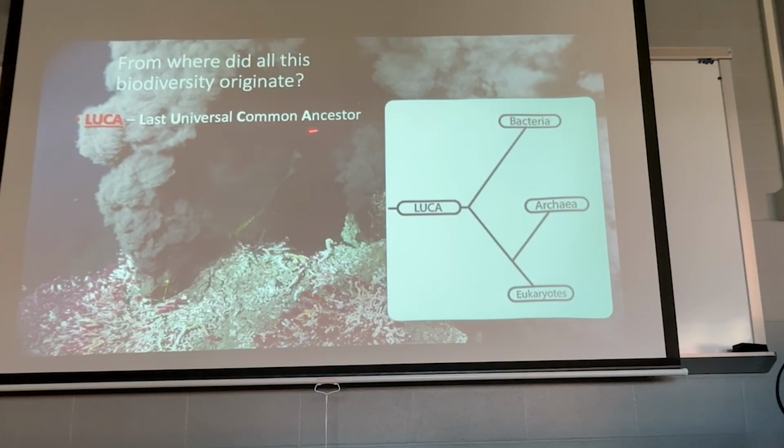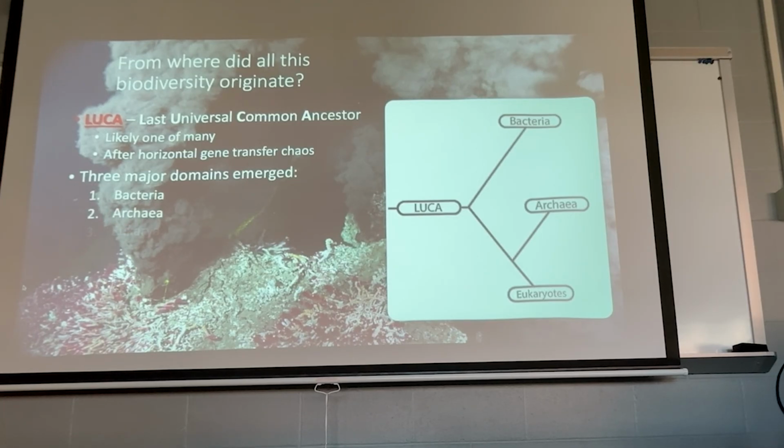So LUCA is the last universal common ancestor. It was probably many different species or many different ancestors. There was a ton of what we would call horizontal gene transfer, or I call it horizontal gene transfer chaos, in the beginning, with the exchange of genetic material. And then out of all of this, the chemical revolution and this chaos of horizontal gene transfer, come your three major domains that we see today.